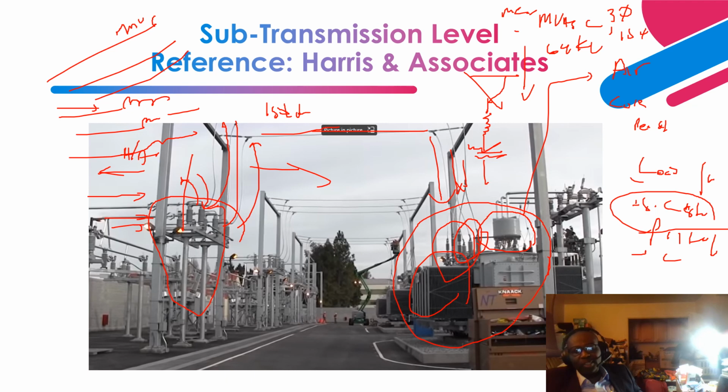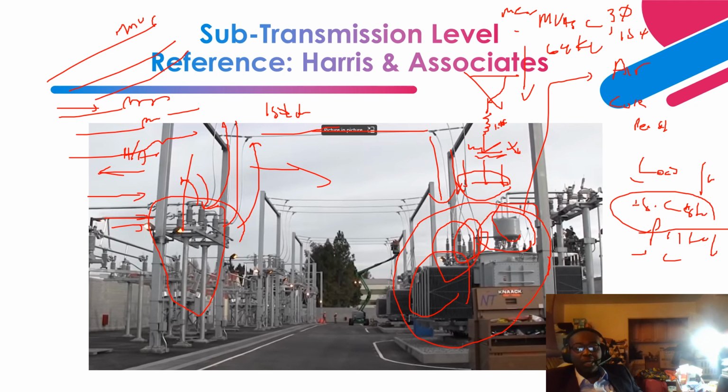Though the transformer itself has an impedance that is going to add to this reactor to limit the fault current more, so that I can achieve a smaller fault current here and be able to design and manufacture my medium voltage switchgear at a lower cost, lower footprint, and lower dimensions. So that is the reason why this air core reactor is utilized.